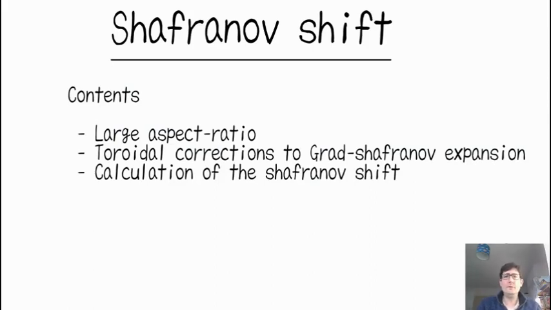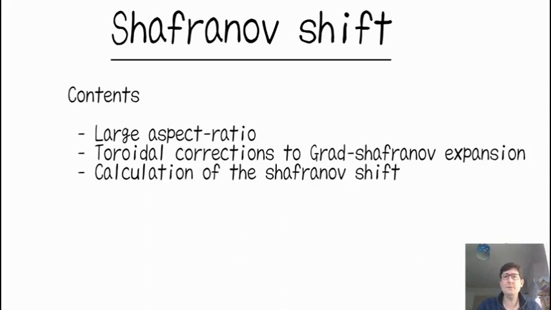Welcome. In this video I'll continue expanding the Grad-Shafranov equation in large aspect ratio, and in this lecture I'm going to show the first order result. So when you go from a cylinder to a torus, what happens when you bend the plasma around into a donut, you end up with this outward shift called the Shafranov shift.